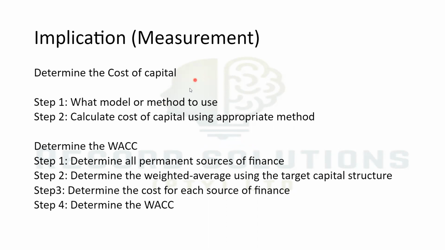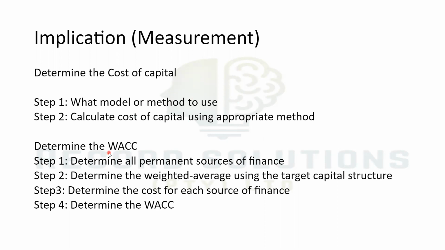So here in this question, step one is what model or method to use, right? If, let's say, it's preference shares, you know that there's only one. Liabilities, there's only one for loans. And then for cost of equity, you know that there's stage two. So you have to choose if they gave you both information, right? And then the second step is just to calculate the cost of capital using that model, the appropriate method. So this one is easy.